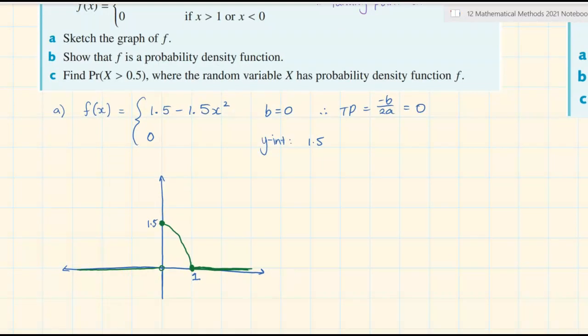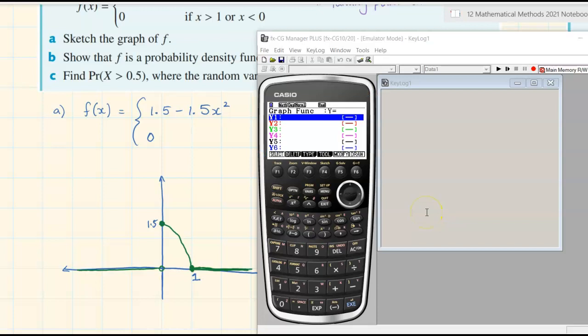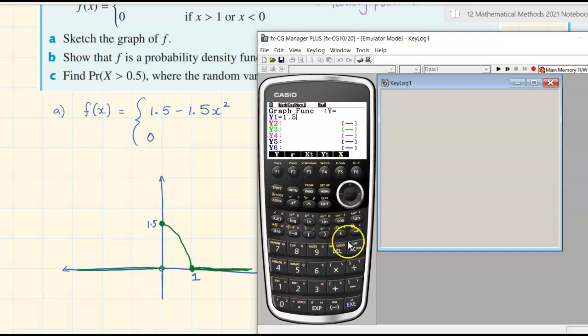Now, I want you to get your calculator out and show me that you can sketch that on your calculator. Can you sketch a piecewise on your calculator? Can you restrict a domain on your calculator? Okay, so you sketch the first function, 1.5 minus 1.5 x squared. How do I restrict the domain for our calculator?